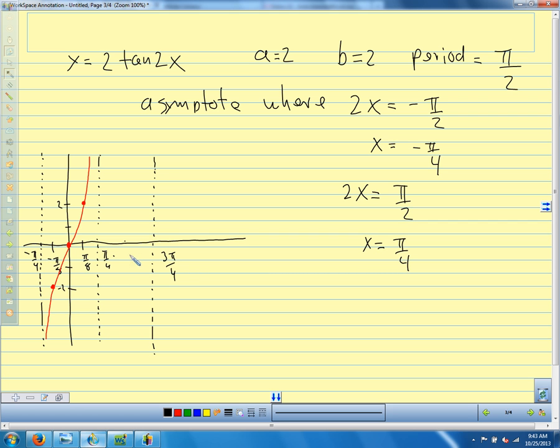There we go. Lots of fractions here. I said hopefully we would learn to love fractions. So halfway between pi over 4 and 3 pi over 4 is pi over 2. So we're going to have an intercept there. And then right in the middle of that interval, we're going to go up to positive 2 and down to negative 2 here. And there would be the second period of that tangent function.